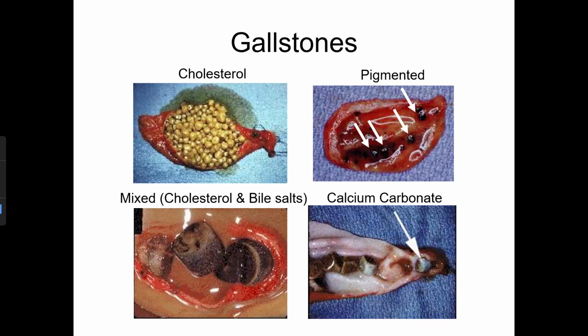This is a diagram of how serious gallstones can get. So you can see these are from cholesterol, these are pigmented, these are mixed, and these have calcium carbonate in them.